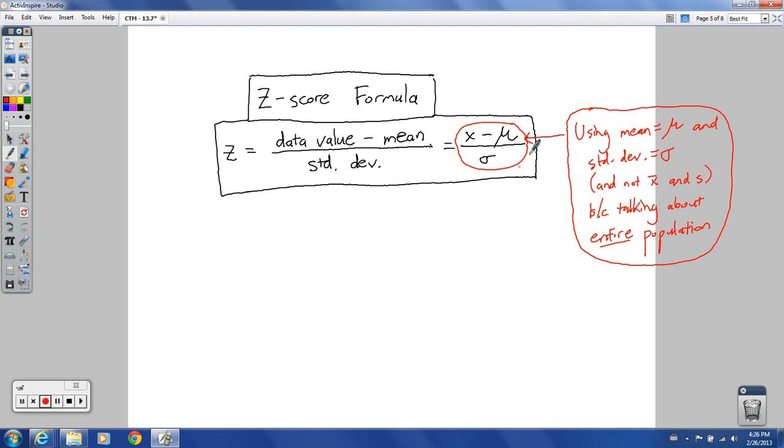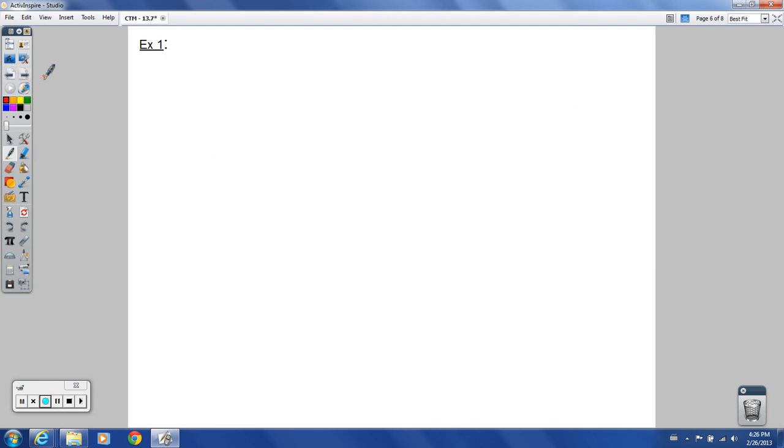So this formula is going to be critical for us as we continue looking at this lesson. So first of all, let's just calculate some z-scores. Let's start with that, and then we're going to use a z-table to figure out some more interesting stuff about a set of data or a certain type of situation.